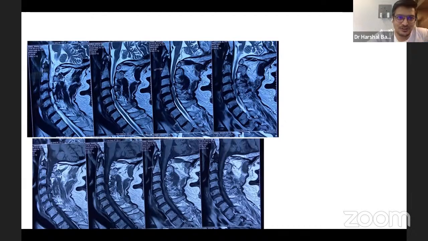So you want to give that as a first complication? No, sir. There are chances of dural tear. Then there are chances of C5 nerve palsy. Then immediate neurological deterioration because of the hematoma formation. Okay. Then infections.